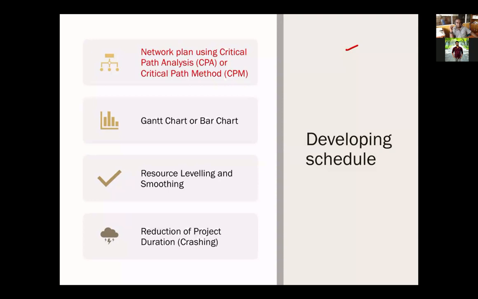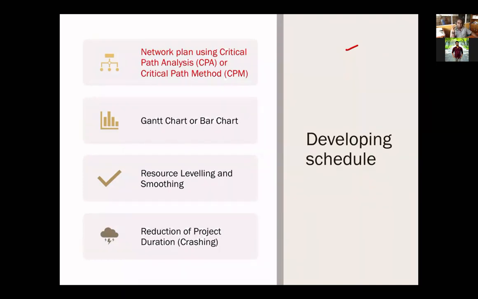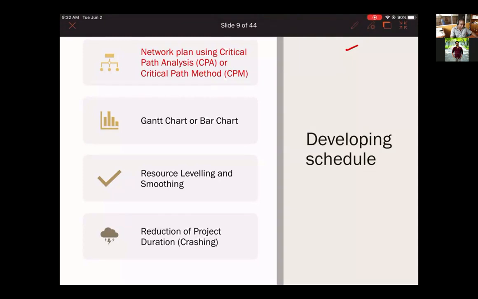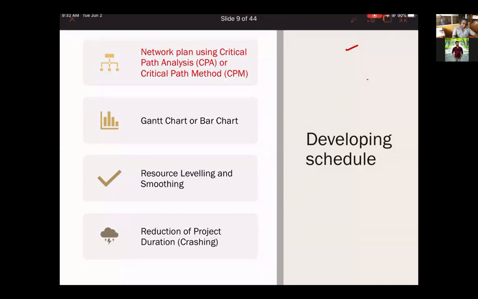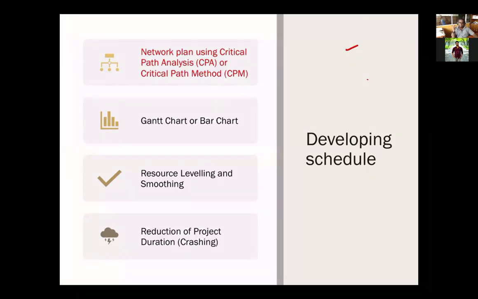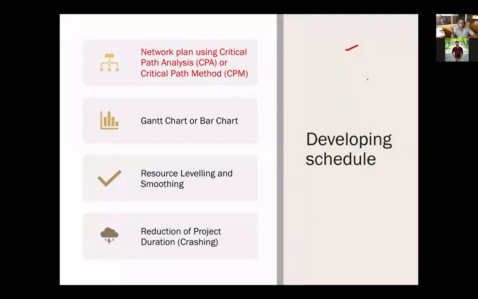Provided that we have all those things, the activities and the order of activities and the duration that each of these activities take, then we should be able to develop the schedule. We should be able to tell the client, okay, your project will take this long. Right? For that, there are several techniques that you have to adapt. One of those techniques is what we're going to discuss today. We call it critical path analysis, or network diagram, or critical path method.